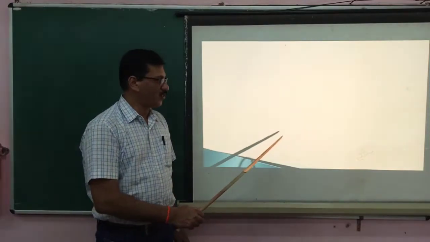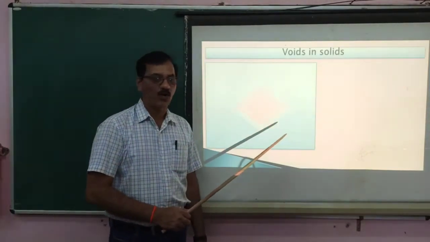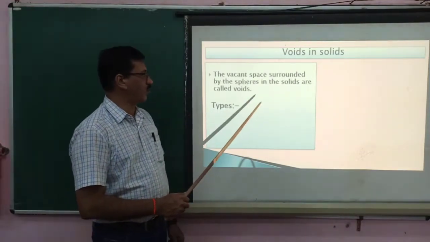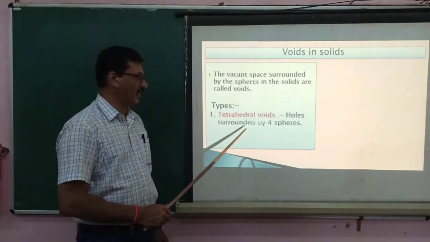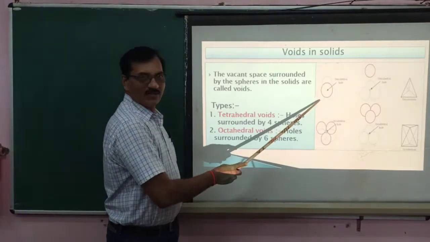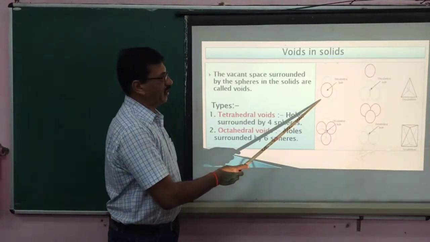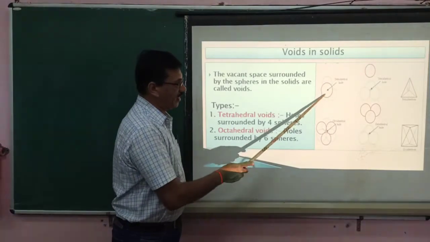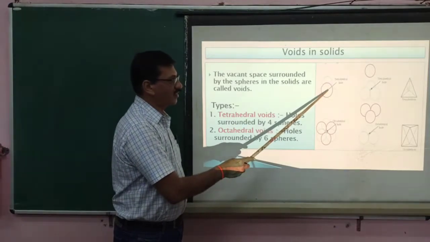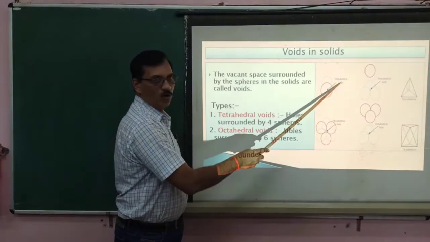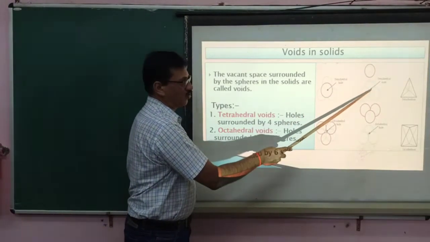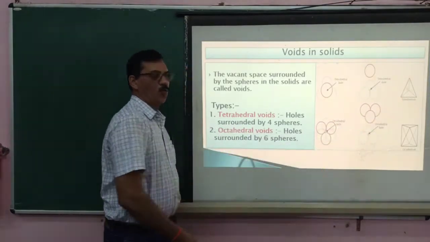Let us take a clearer picture of tetrahedral voids and octahedral voids in this slide. The vacant space surrounded by the spheres in solids is called a void, and they are called tetrahedral and octahedral voids. So here the color is changed. 3 in one layer, the green circles, and the one above closing the space between them is a tetrahedral void. Exactly this way it looks. So this is a tetrahedral void.